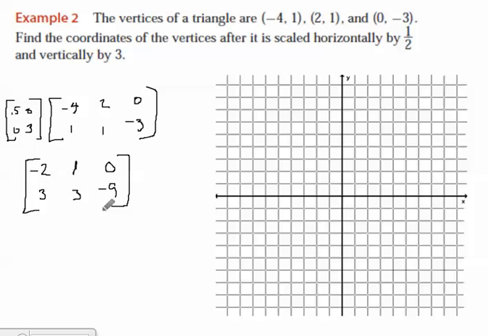I just scaled vertically by 3 and horizontally by 1/2 by using this matrix here to multiply times this matrix here. It's really an easy process to go through and do that.